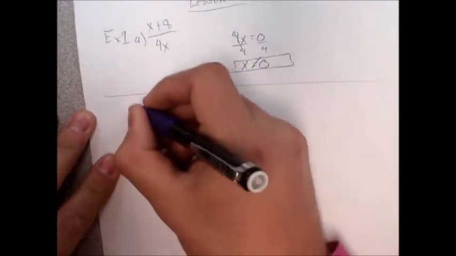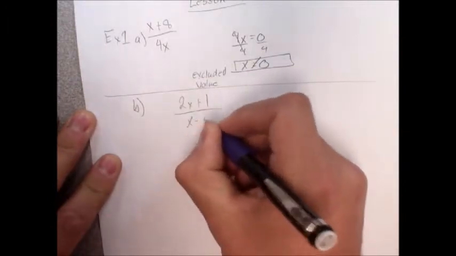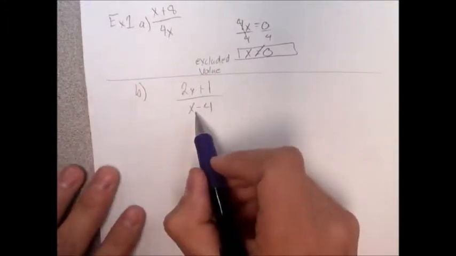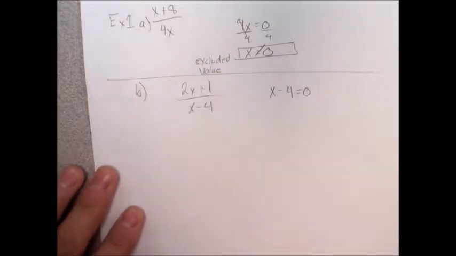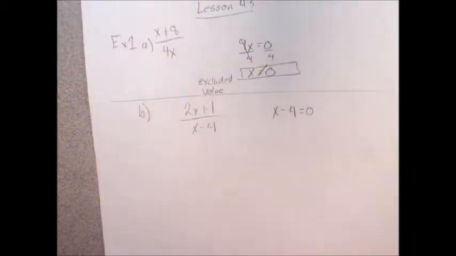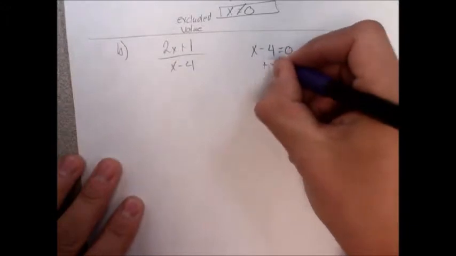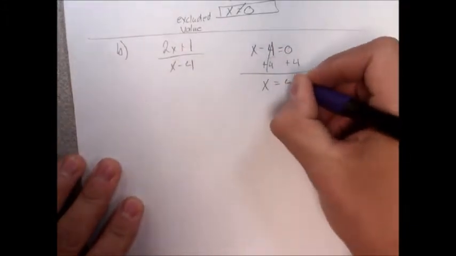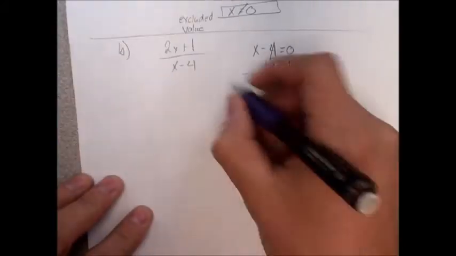Let's do part B. Part B gives us 2x plus 1 over x minus 4. So the only part of interest, again, because we're just identifying excluded values, is the denominator. So we take our denominator, x minus 4, we set it equal to 0, and we try to solve. So in order to solve for x, what do I got to get rid of? The 4. How do I get rid of it? I add 4 to both sides. Good. So that goes away. I'm left with x equaling 4. And because we don't want it to equal 4, we say that x cannot equal 4. This is our excluded value.